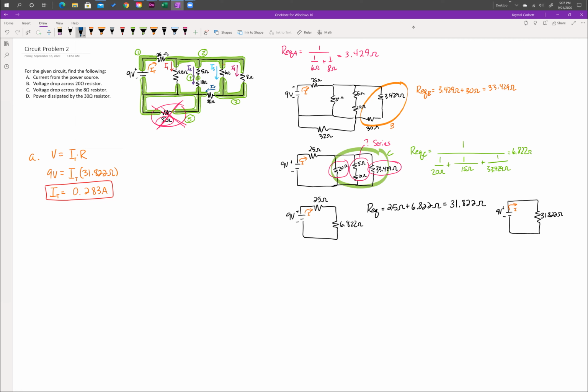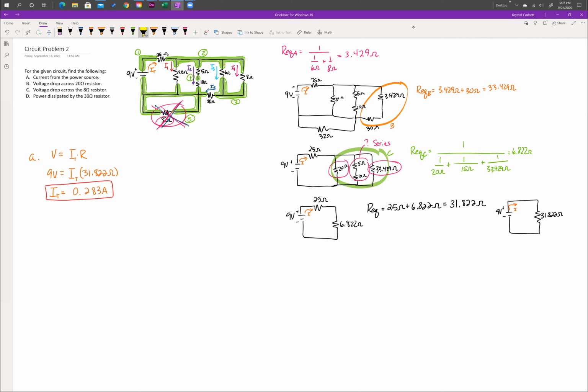We'll call that I5. And we already established that there's no current passing through that 32 ohm resistor, so I just exit out on my circuit diagram. Now, this information might help us as we continue to solve the different parts of the problem. Part B asks for the voltage drop across the 20 ohm resistor. How are we going to find the voltage drop across that 20 ohm resistor?